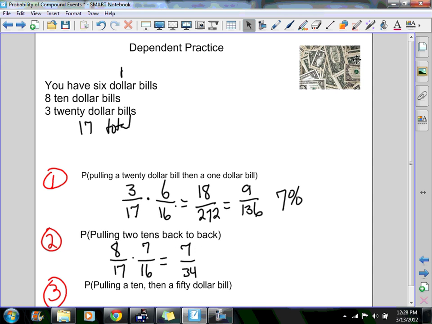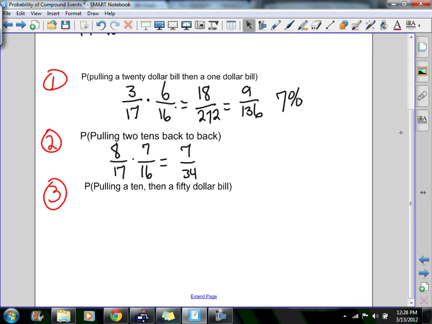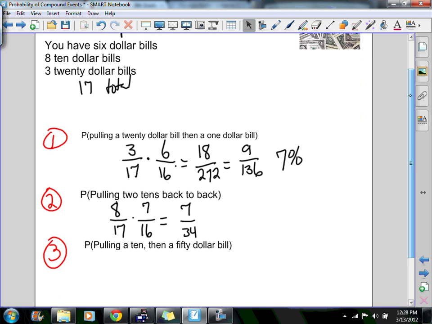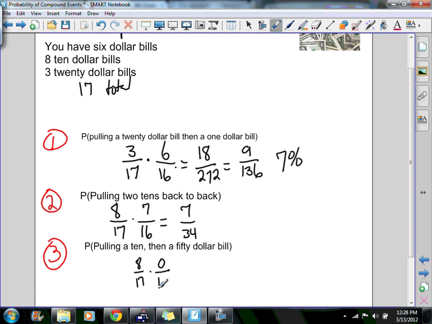Okay, so we're back. Now here, I want to pull a 10 and then a 50. Well, pulling a 10 would be 8 out of 17. And pulling a 50, well, there is no $50 bill, so that's a 0 out of 16. So I get 0 out of 272, which is 0, or 0%.